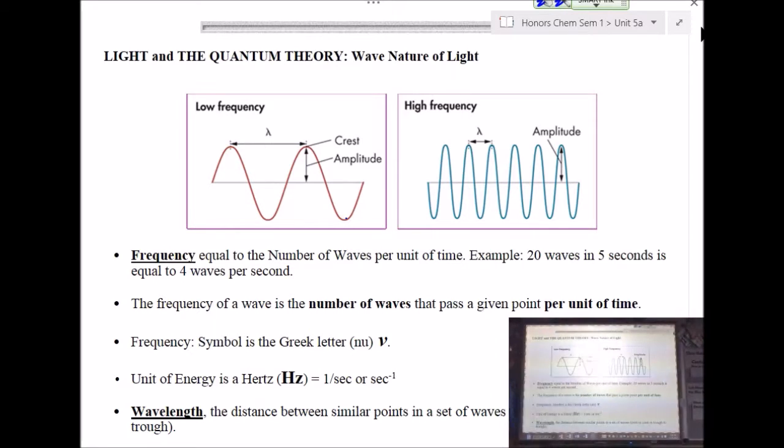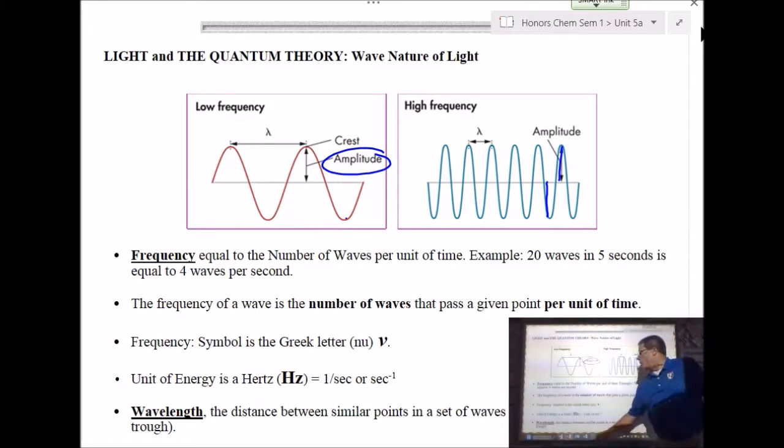Now, one thing that we don't talk about in here, but physics loves to talk about, is amplitude. Amplitude is the height or the depth of a wave. So how high is a wave or how low is a wave? That's amplitude. We don't deal with that in chemistry. All we deal with is how long is that wave or how short is that wave or how many waves pass a given point per unit of time.